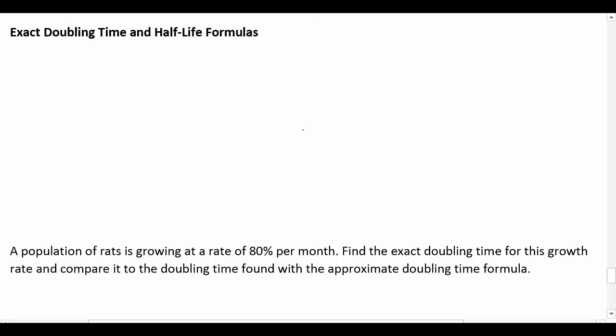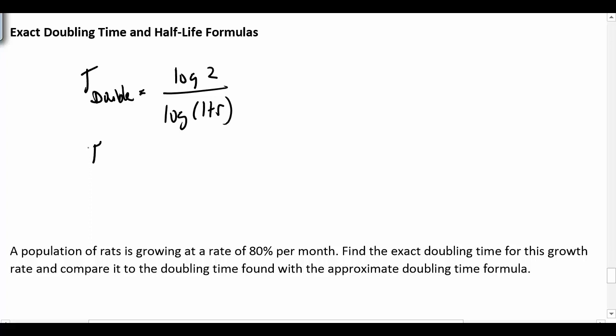Okay, so now I want to give you the exact formulas at this point, so you can appreciate the approximation here. The time that it takes to double, the exact formula is log of 2 over log of 1 plus r. And the time it takes for half is negative log of 2 divided by log of 1 plus r.